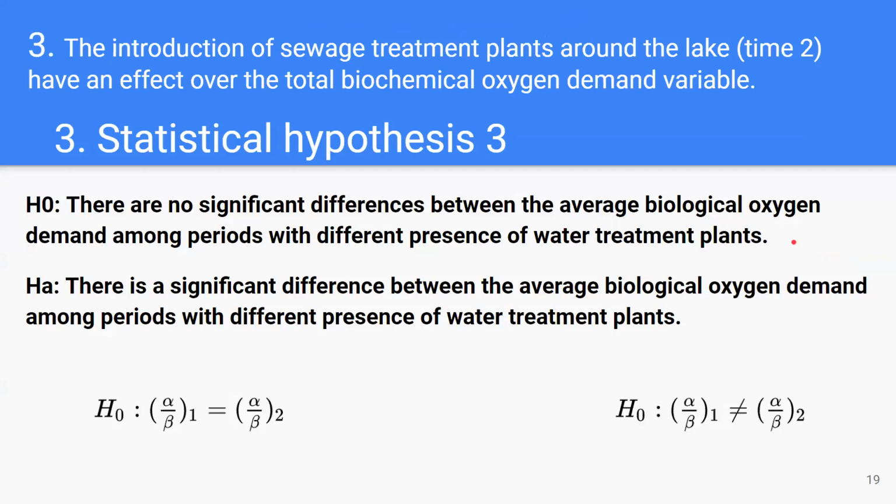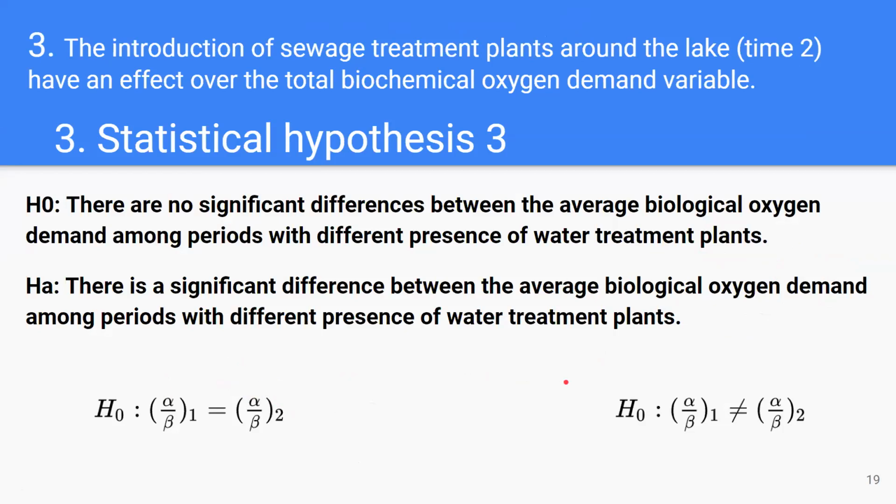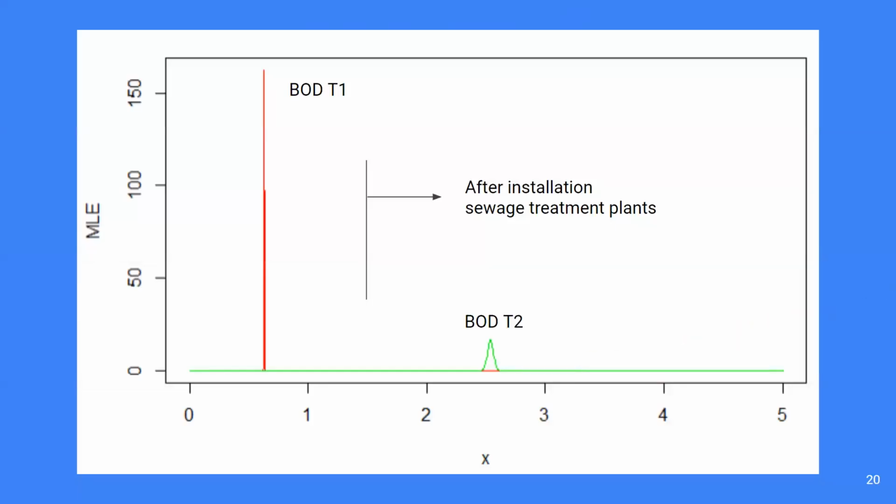Well, for our third statistical hypothesis, we have the same variable, which is biological oxygen demand, and we are going to compare it between different time frames. In this plot of the MLE for hypothesis 3, we can see that the mean of the oxygen in the water is really low in comparison to the time after the sewage treatment plants were installed. So where the oxygen in the water is increased, we can see here that the oxygen is pretty high over here, and it's low over here in comparison with these two.